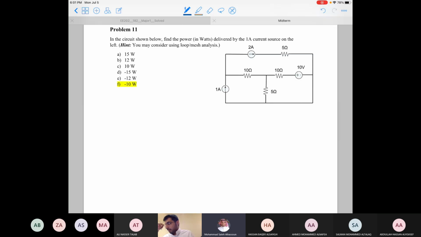Okay, let's try to solve it. Ali, you said we need to use mesh analysis, which is the correct approach, because in this case this one is known, this one is known, and this one is unknown. So we have basically one unknown equation. Okay, let's see what we have.